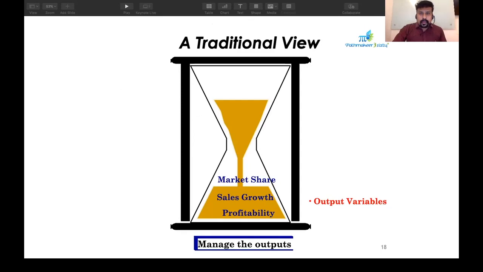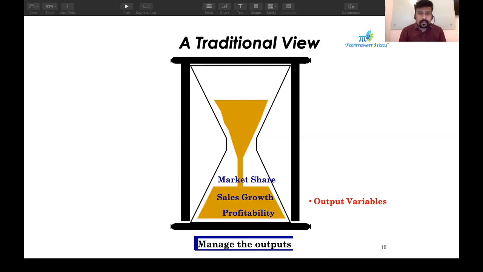Okay, so I'll just move it to the other side so that you can look at the slide properly. Fine. Now I think it should be clear for you.